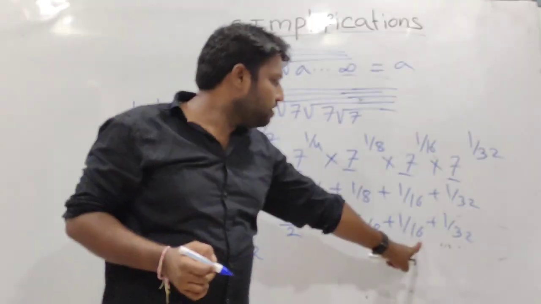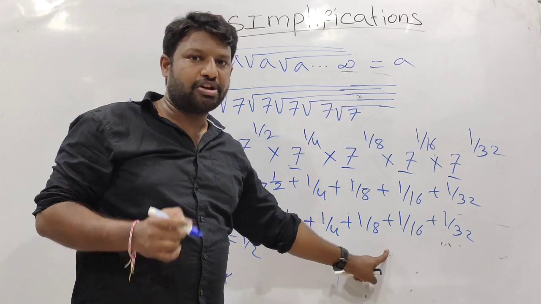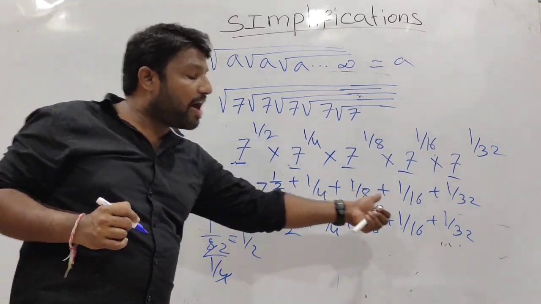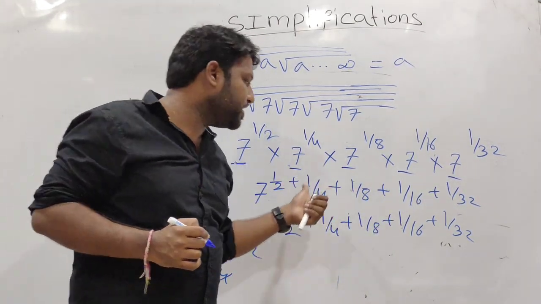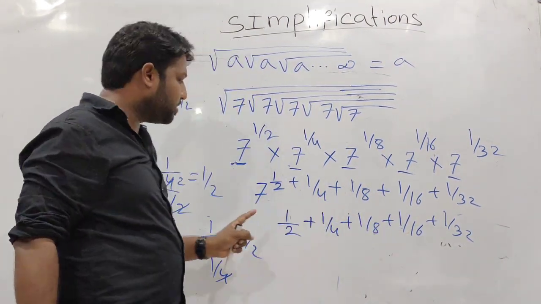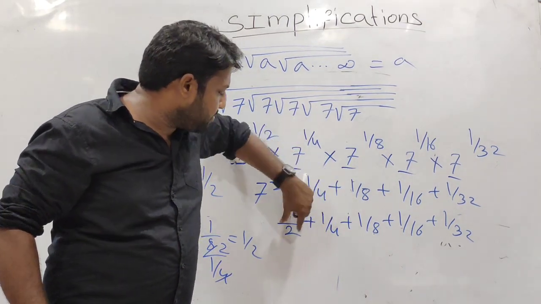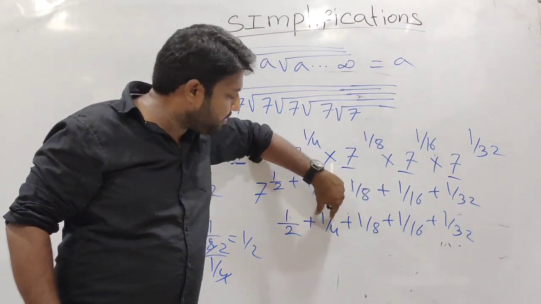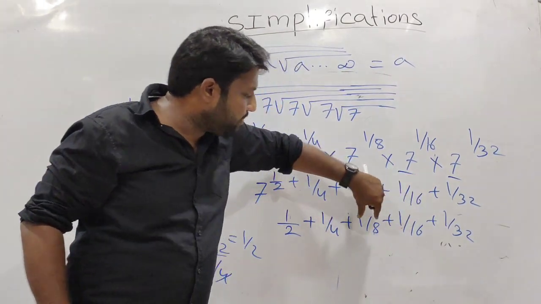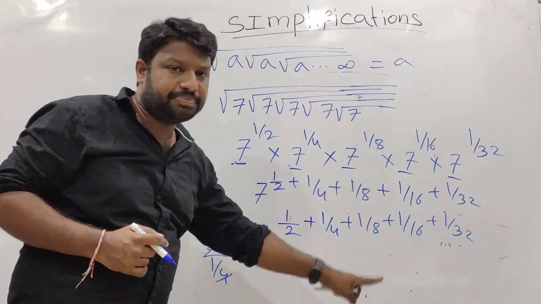Here also 1/2. Next, 1/16 divided by 1/8. How much are you getting? 1/2. So if a series has a common ratio, then we call it GP. To be in GP, there must be a common ratio. This divided by this gives 1/2, this divided by this gives 1/2, and again 1/2. Then they are said to be in GP.